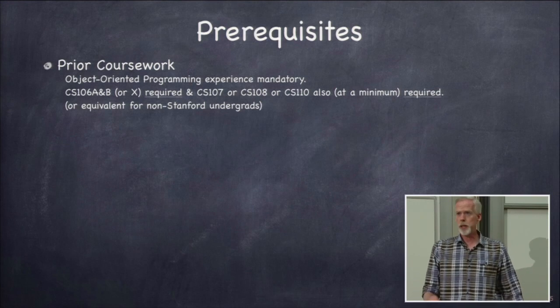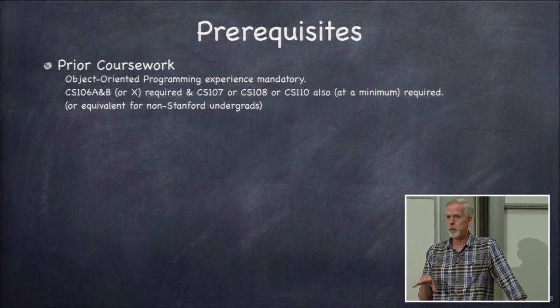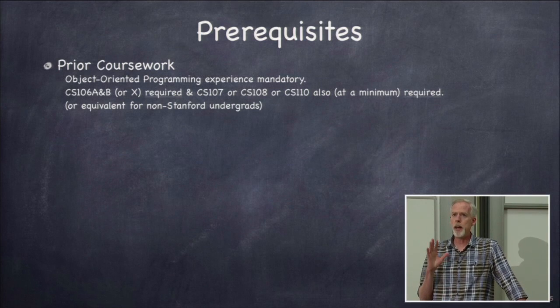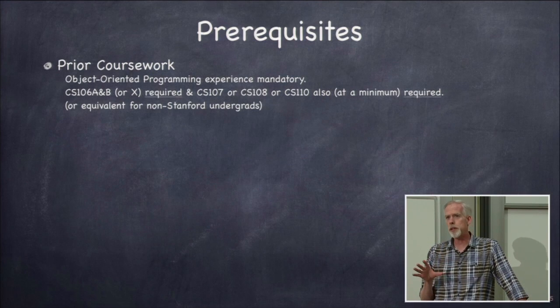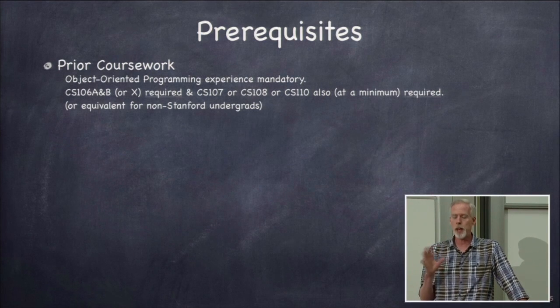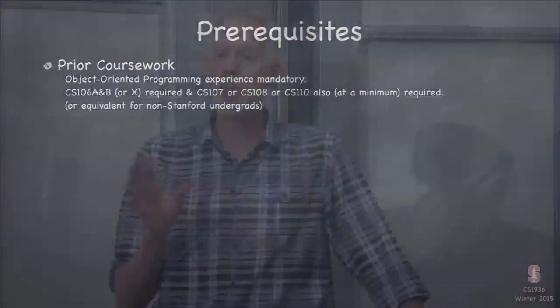So at Stanford here, that means CS 106A and B or CS 106X, and then CS 107, while it's not really an object-oriented course, at least it's a heavy-duty programming course. CS 108 is a great object-oriented course. So if you've taken CS 108, you'll probably be really well prepped. 110, again, not really too much an object-oriented course, but a good programming course, because there's a lot of programming in this class. In fact, all the work in this class is programming.